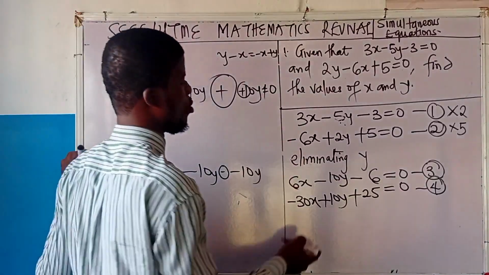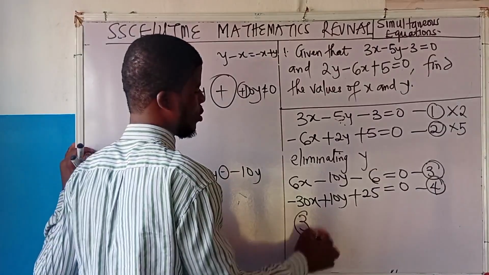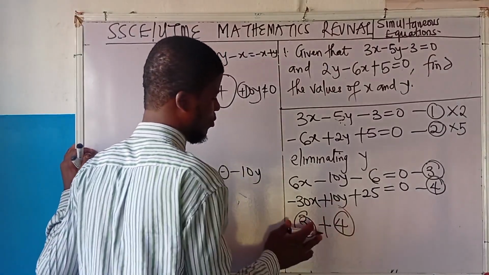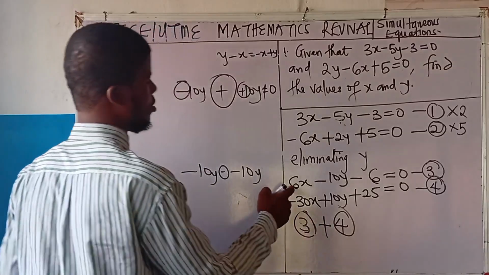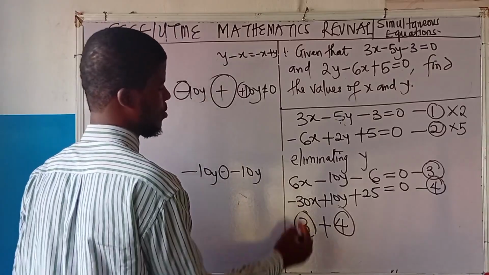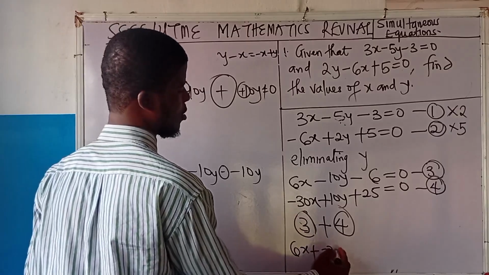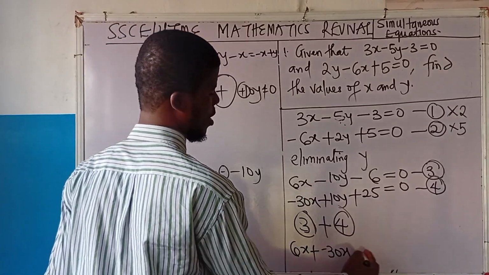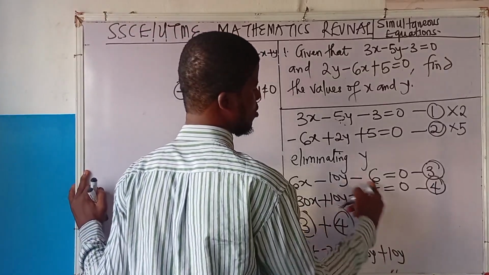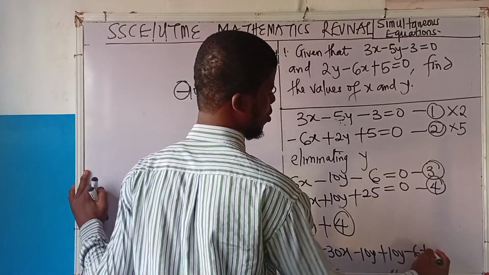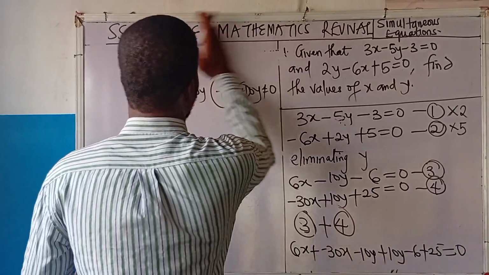Alright, so what I'll do is to add equation 3 and equation 4. So what will happen is this. I'll say 6x, then plus minus 30x, minus 10y plus 10y, minus 6 plus 25 equals 0 plus 0, and that's 0. Alright, let's see what happens.